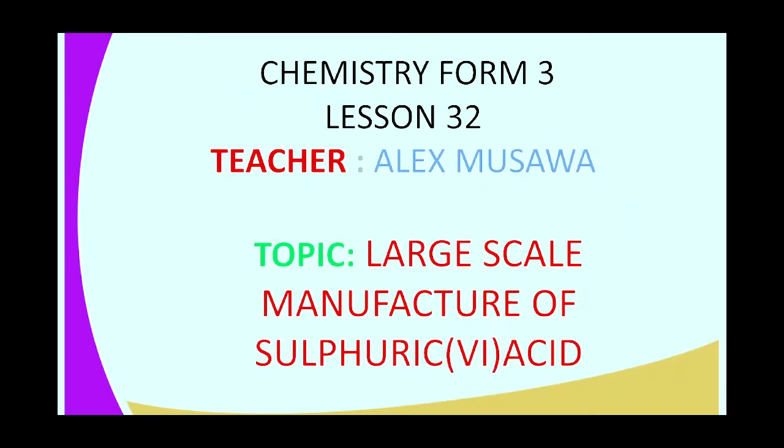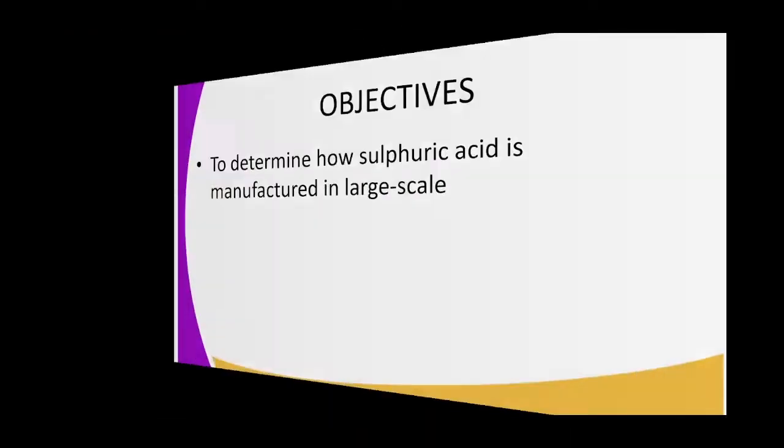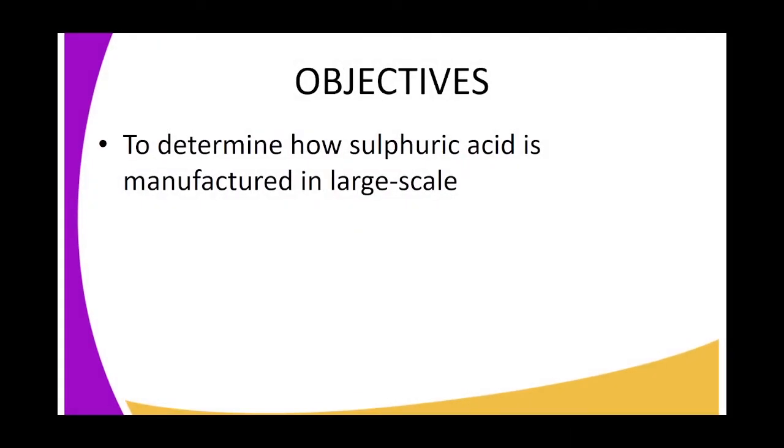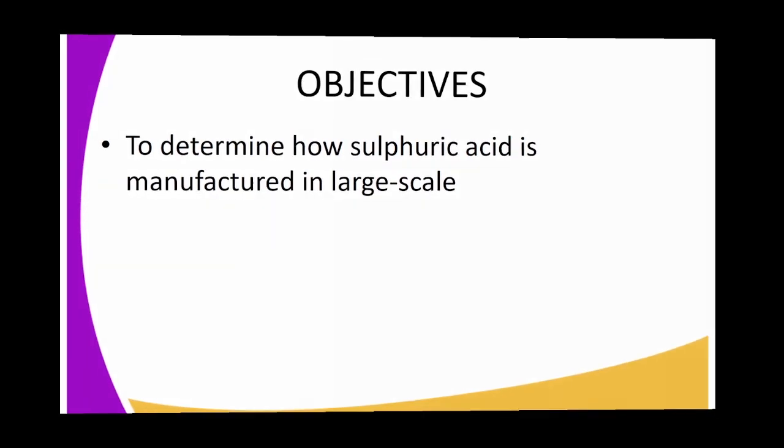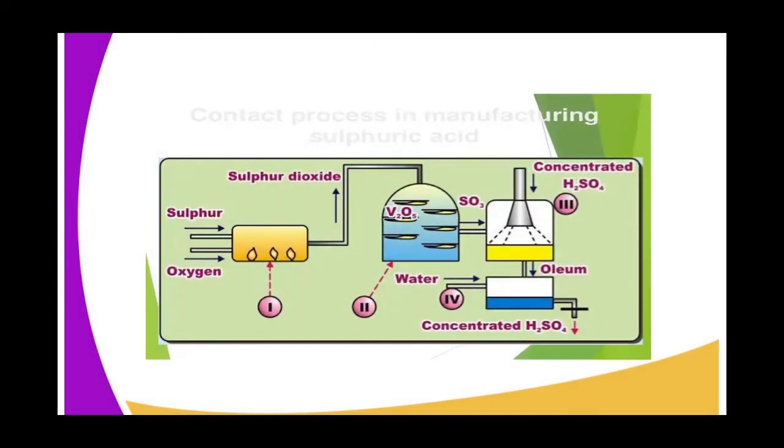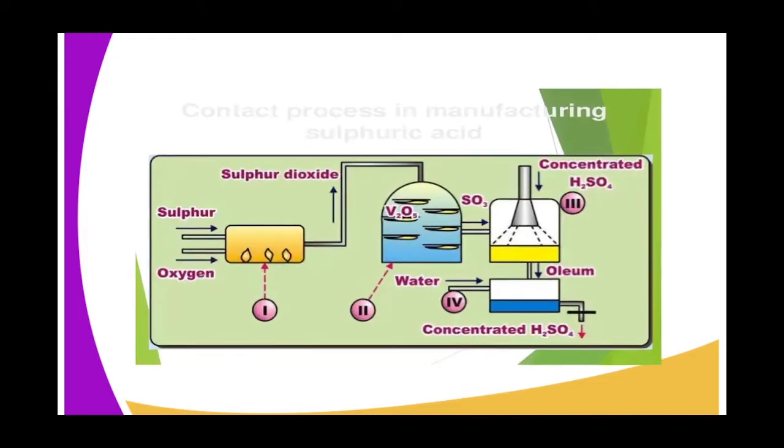I am your tutor, Alex Musawa, and I'll be taking you through Chemistry Form 3, lesson number 32. Our topic is Large Manufacture of Sulfuric Acid. The objectives of the lesson are to determine how sulfuric acid is manufactured on a large scale. The process by which we manufacture sulfuric acid is called the contact process.